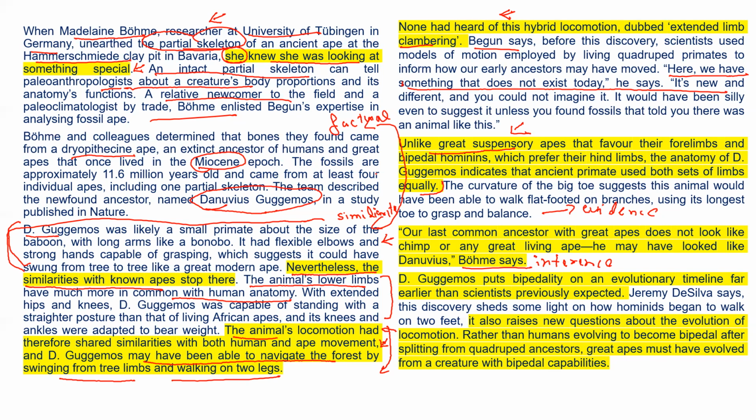And in the last, it says that it also raises a new question about the evolution of locomotion. Rather than humans evolving to become bipedal after splitting, apes must have evolved from a creature with bipedal capabilities. So again, the authors try to infer what may have happened at that particular point in time.